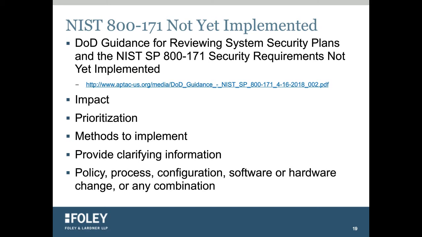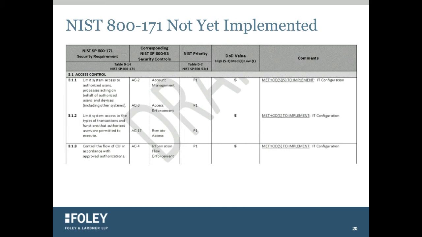This is an example, hard to read, but you can see it on your printed copy, on how to use the prioritization and implementing items that are not yet implemented. It's basically a prioritization. The DOD places a value on each of the controls, and in the last column, you have notes on how to implement it. Is it an IT configuration? Or you can see here, there's one that requires hardware and one that requires software. So that's a useful tool for implementing 800-171 items that have not been fully implemented yet.